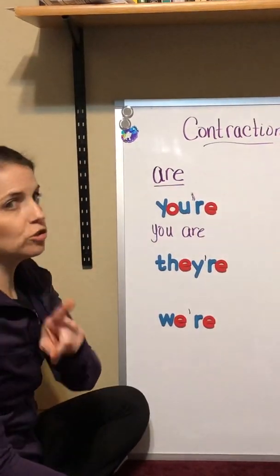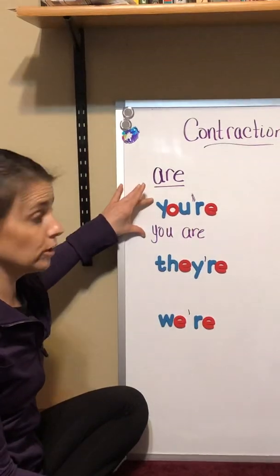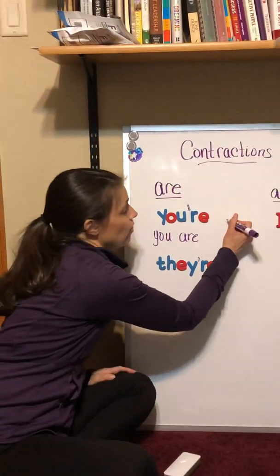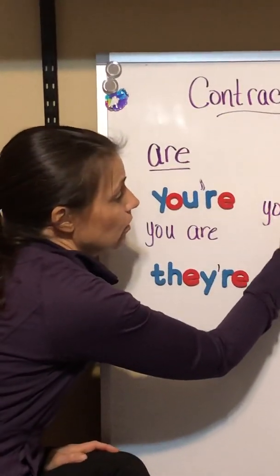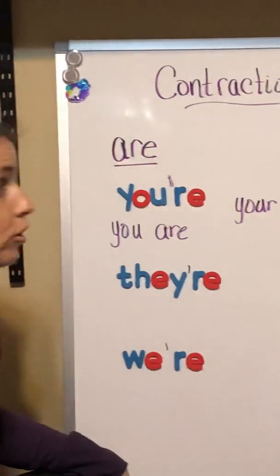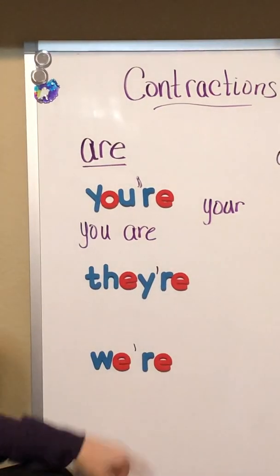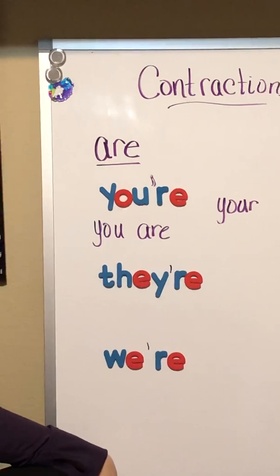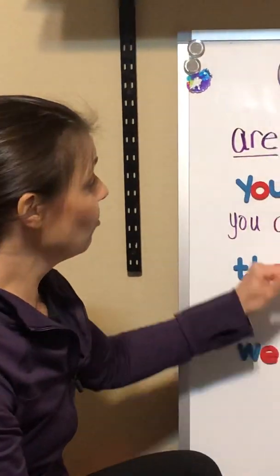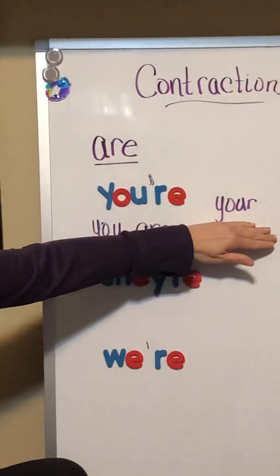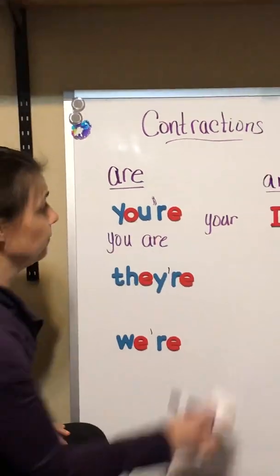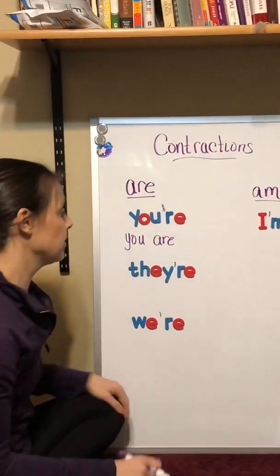Now, we want to make sure we don't mix the contraction you're with the word your, such as, is that your ball? So we cannot say, is that you are ball? We can only say your. It is not the contraction for you are. So make sure we don't get those mixed up.